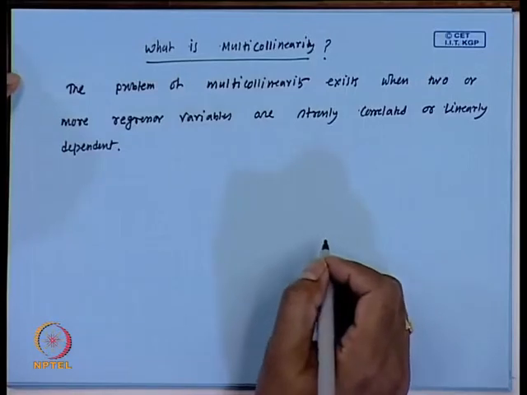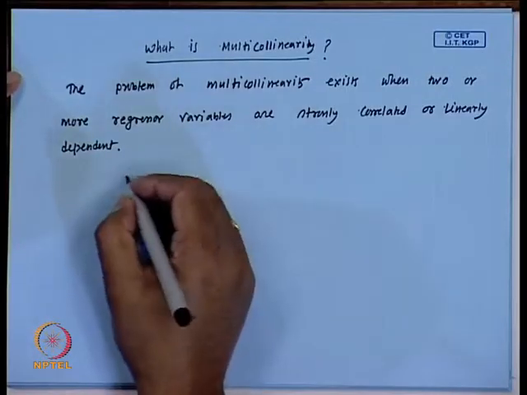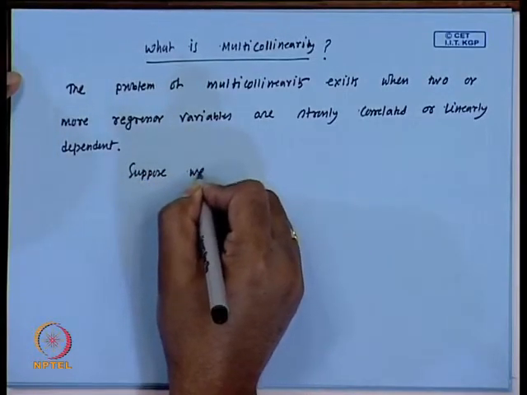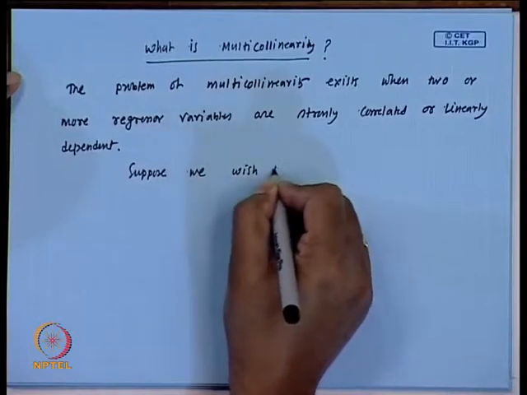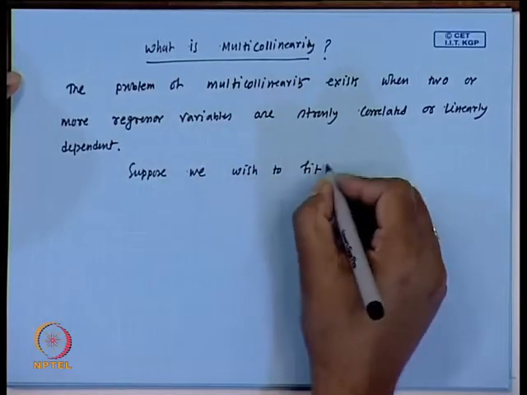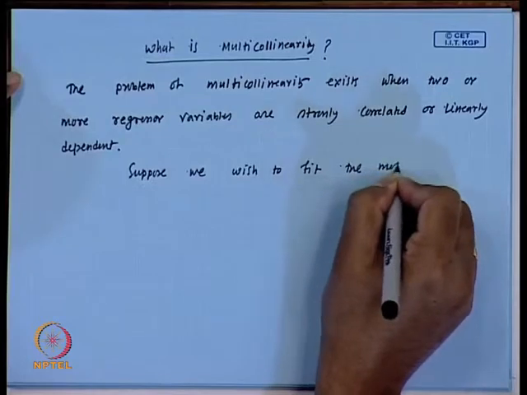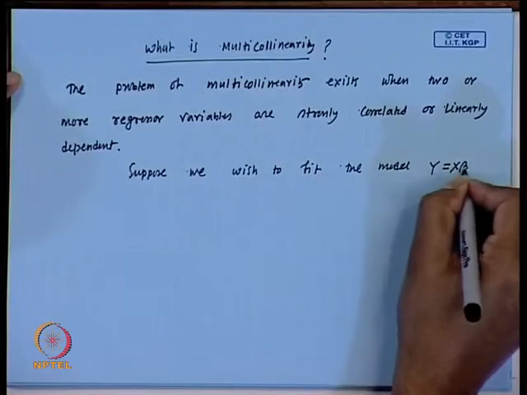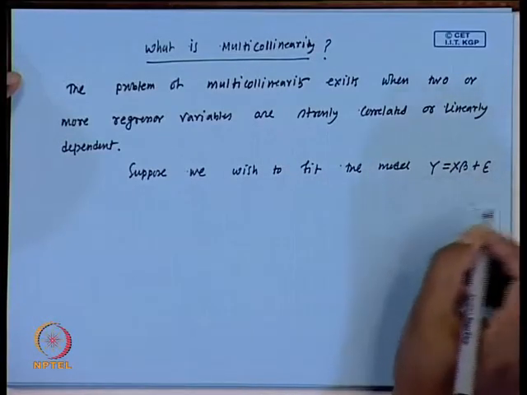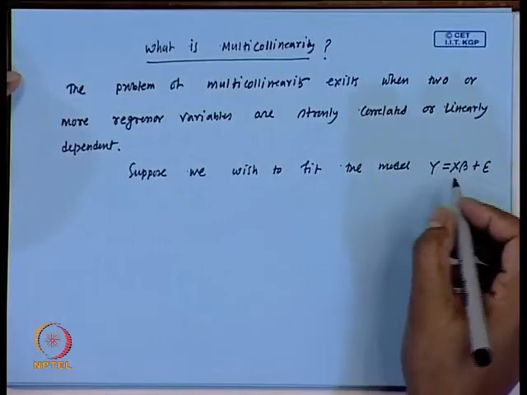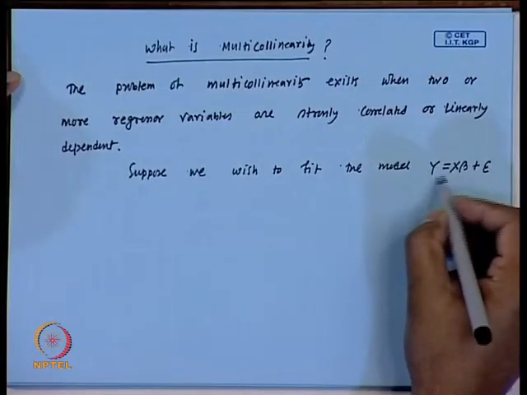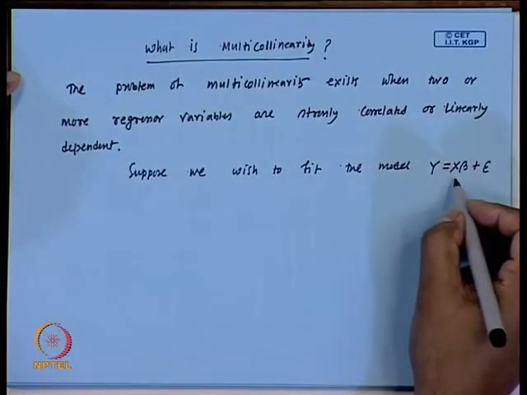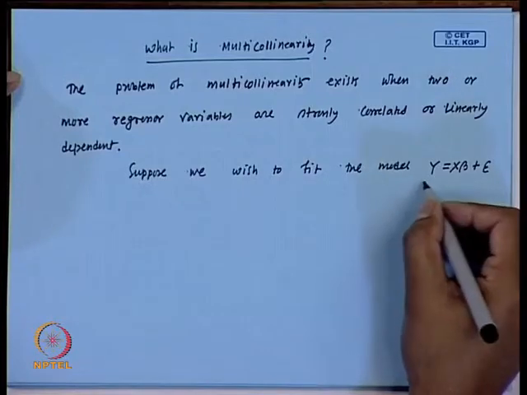Okay, suppose we wish to fit the model y equal to X beta plus epsilon. So, this is the matrix form of multiple linear regression, and there are k minus 1 regressors and one response variable.